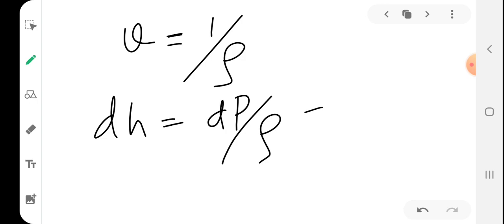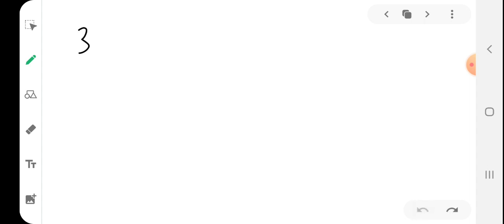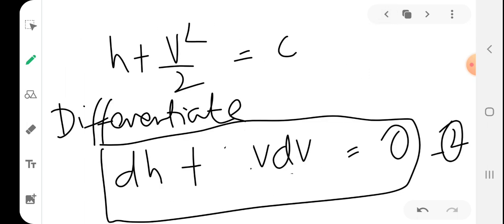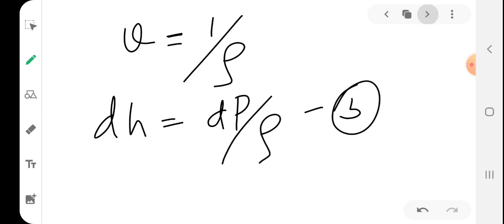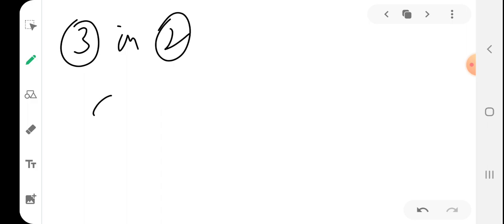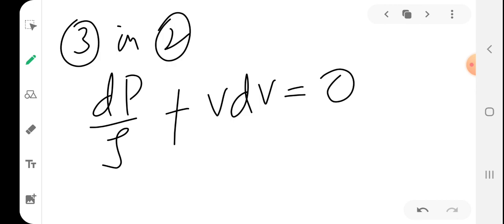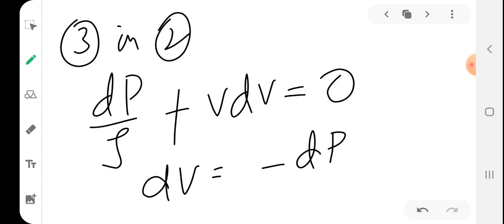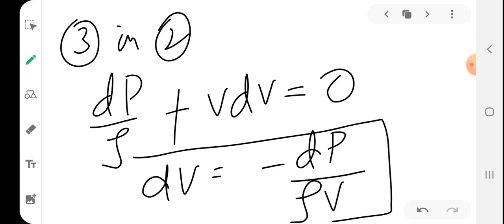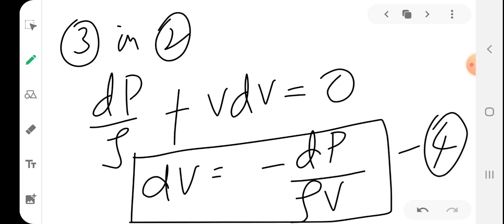Now I am substituting this equation 3 in equation 2. What was our second equation? The second equation was this one. For dh I am substituting dp by rho. So dp by rho plus V dV equal to 0, right? So students, you will get dV equal to minus dp by rho V. So I am getting an equation for dV. This equation is 4.